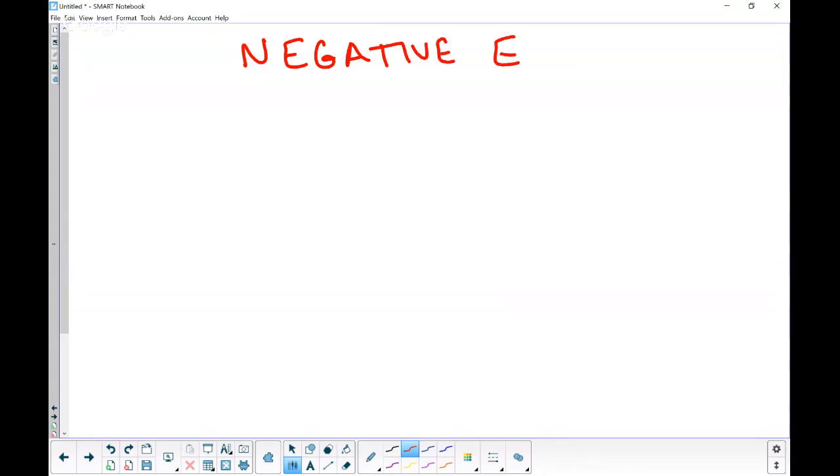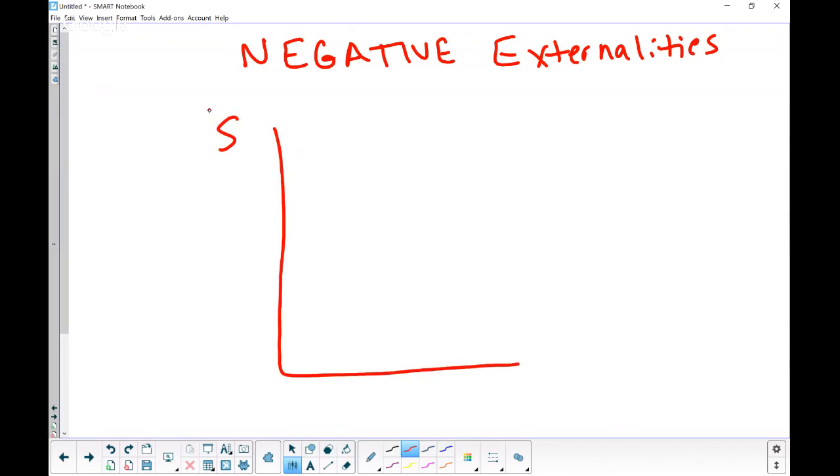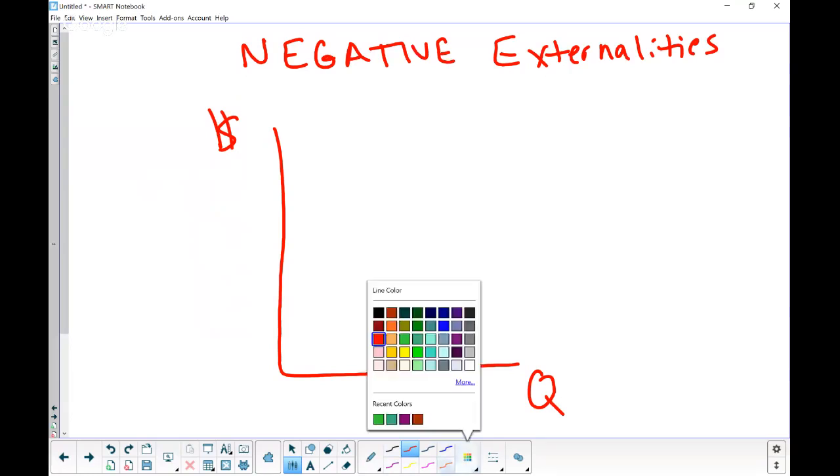Negative externalities. Same exact concept. I'll go a little bit quicker here so we can get to other questions you guys have. Fantastico. Good. Good. Really should be a green. I like green, but whatevs.